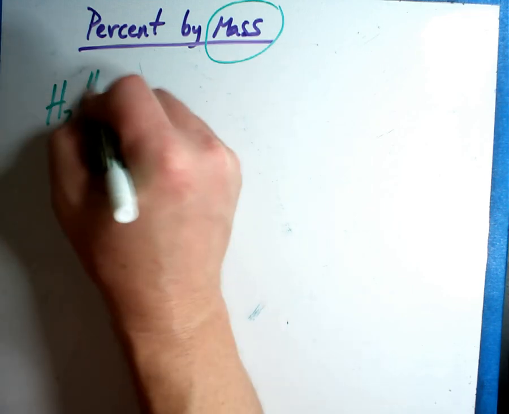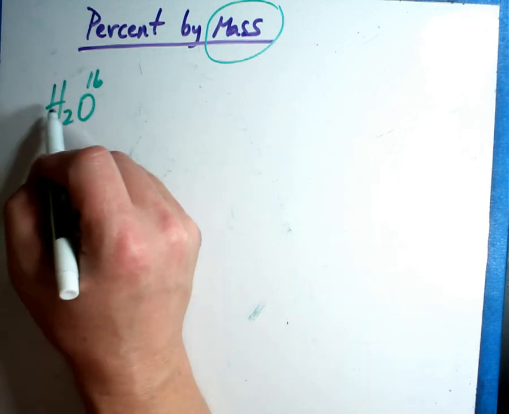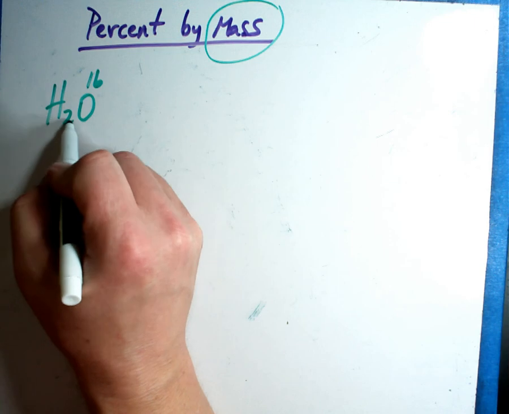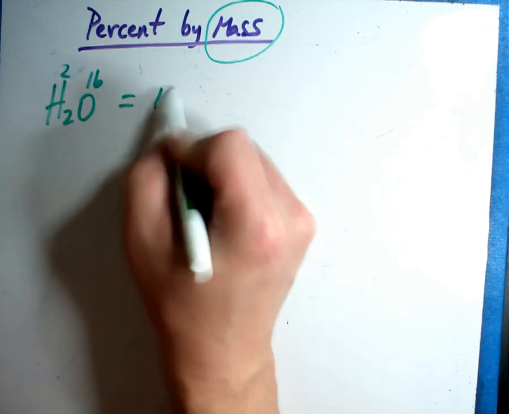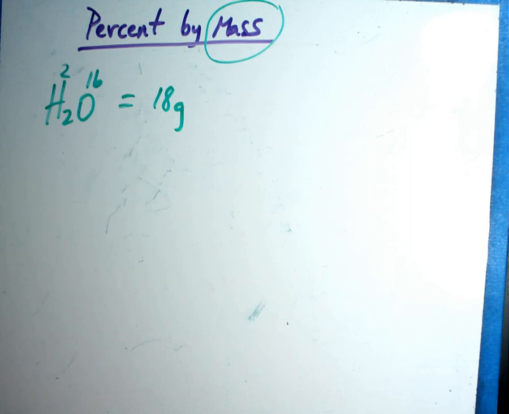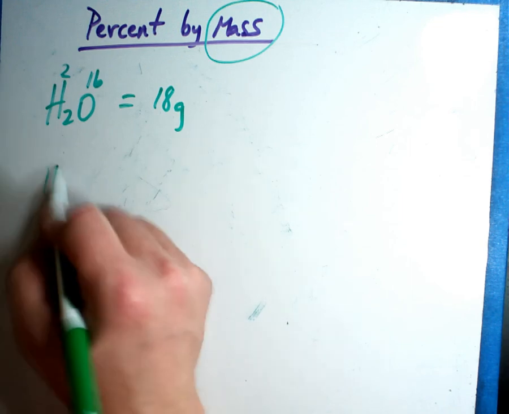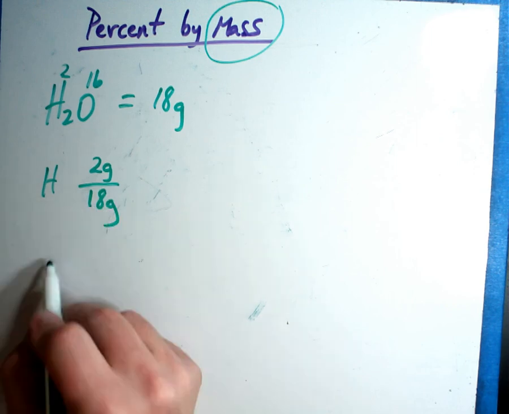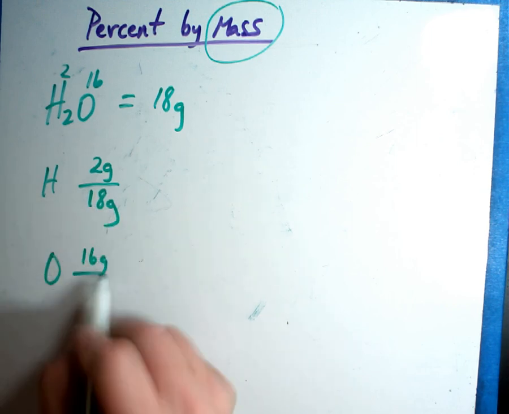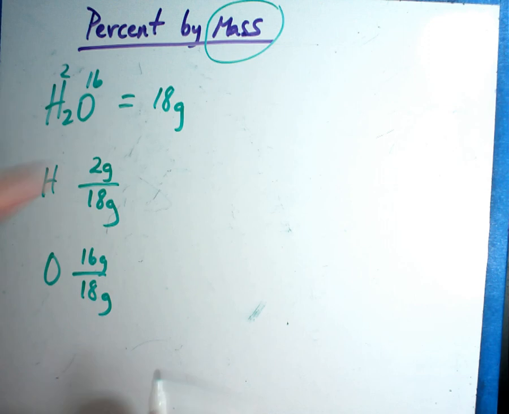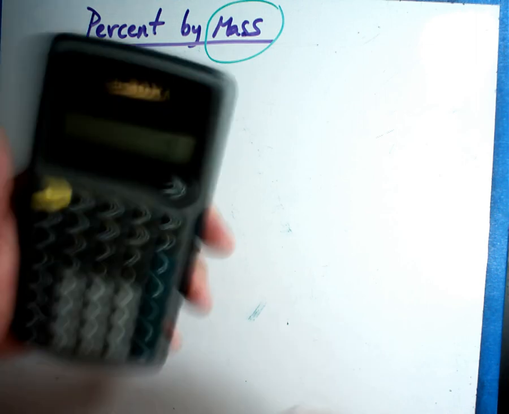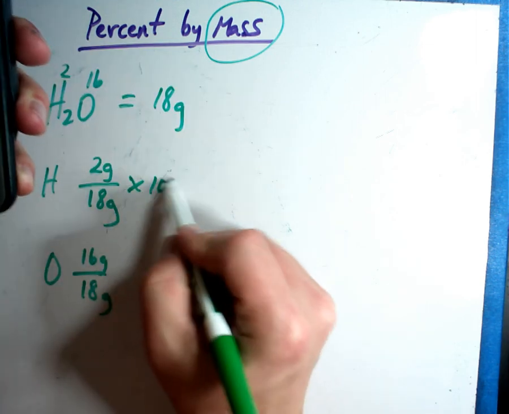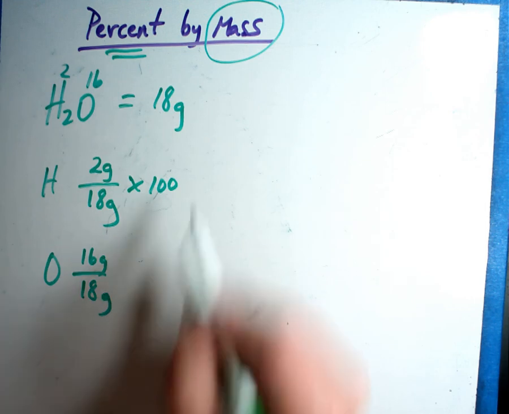Oxygen on the periodic table has a mass of 16. Hydrogen has a mass of 1, and there's 2 of them, so that's a 2. Grand total, 18 grams. Percent by mass is this simple. Hydrogen is going to be 2 grams out of the 18 grams, and oxygen is going to be 16 grams out of the 18 grams. Part over whole, part over whole. Now, I grab my handy-dandy calculator, and I'm going to take that divided by that times 100, which is going to give me percent.